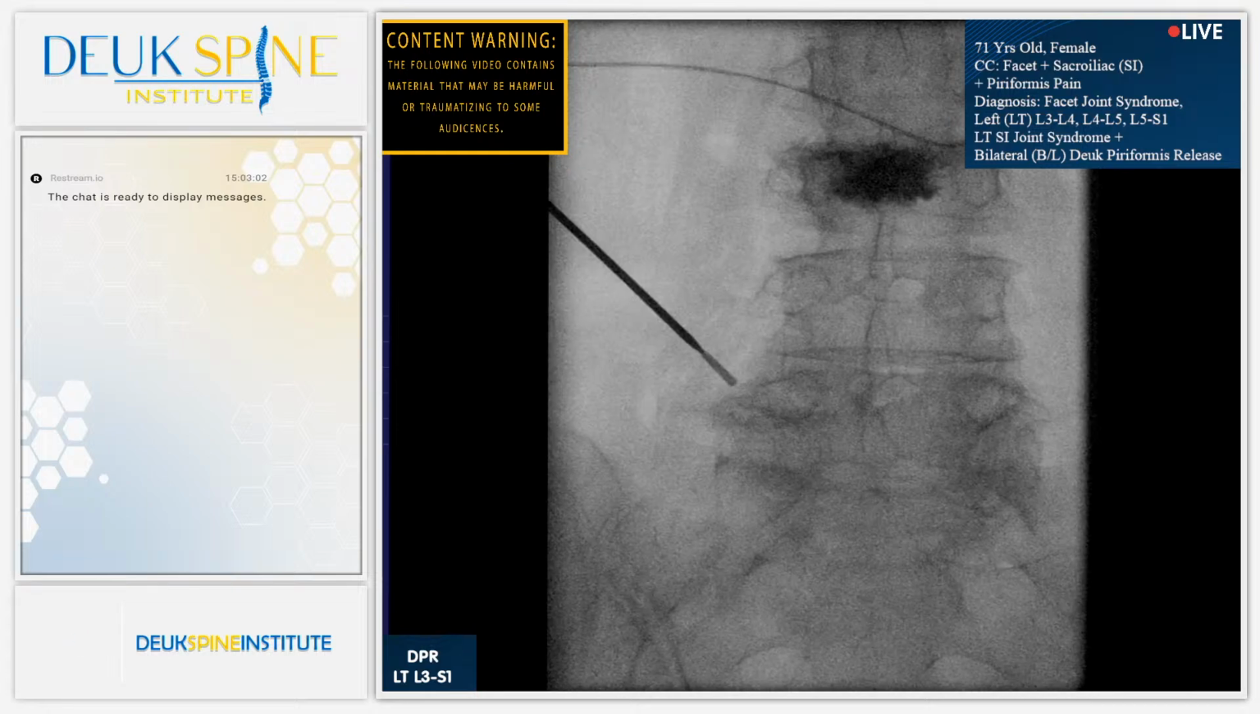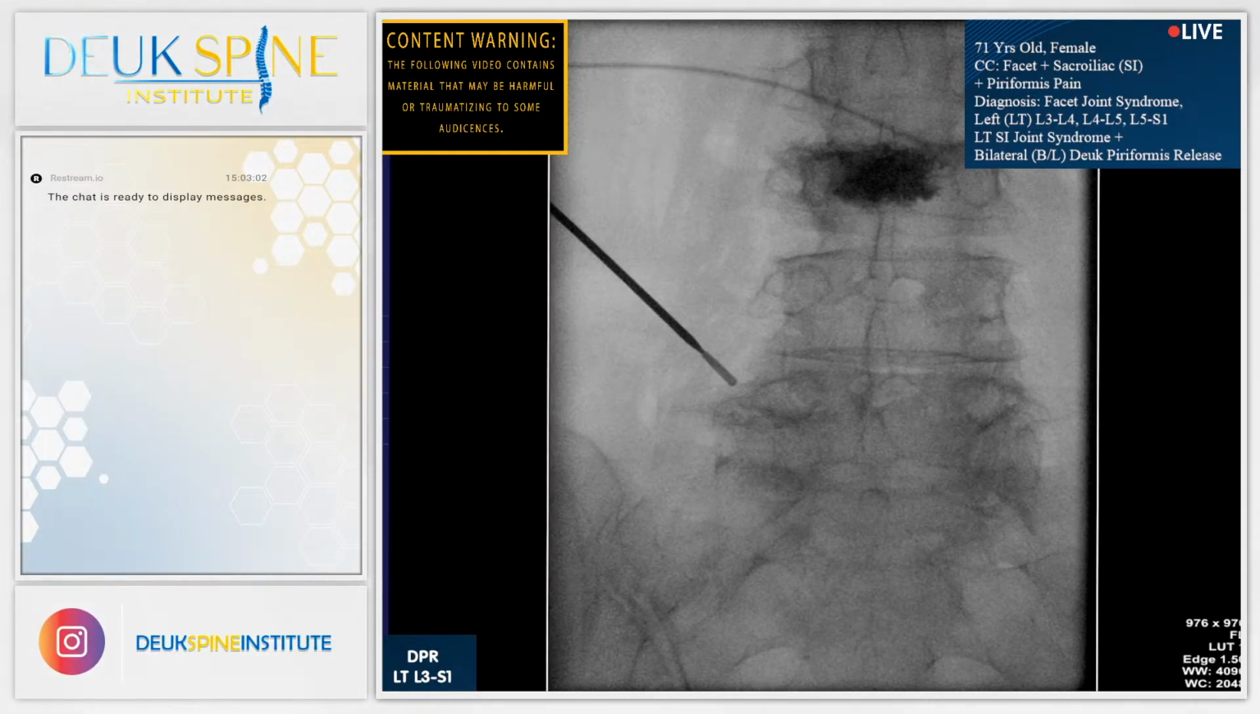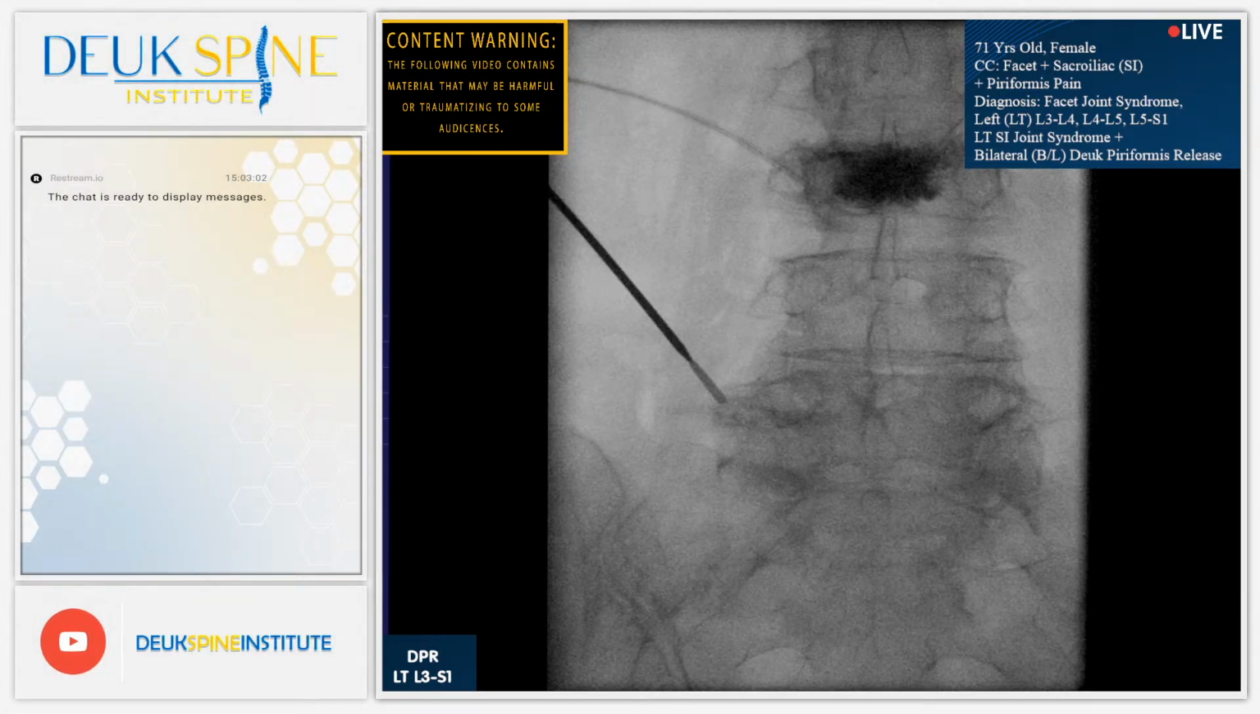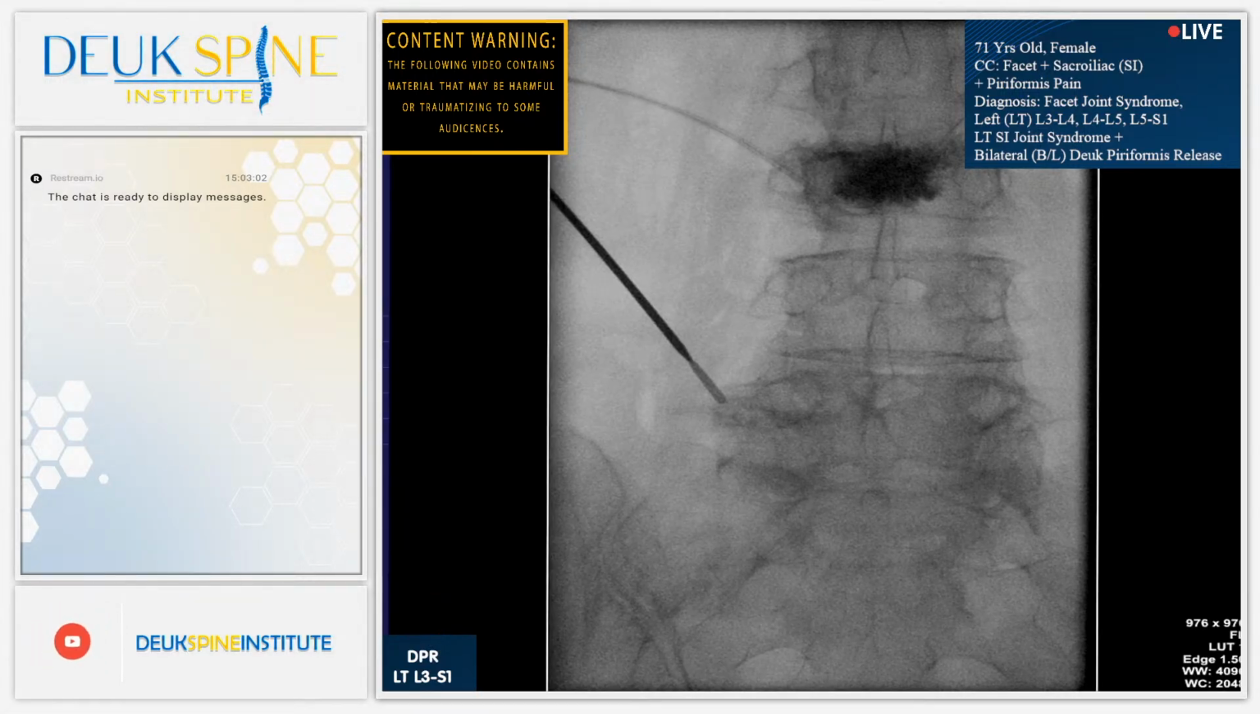The problem with RFA is it does not work and it does not last when it does. So patients end up having to come back over and over again and getting their procedures done over and over again. And this treatment, we are trying to develop a permanent fix. And that's what this treatment is. It's a permanent rhizotomy.